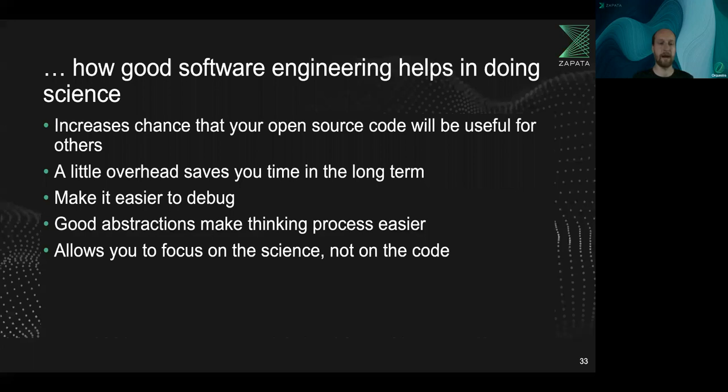Code that is well written is just easier to debug. For example, the don't repeat yourself principle really helps with that. Good abstractions make the thinking process much easier. You don't need to think about all the connections that a specific function has, and you don't have to worry about how changing this one method here will break something four layers of abstractions above, because you have it all modularized. It's just that thinking is easier. And it allows you to focus on the science and not on the code. If you have fewer bugs and clearer code, you can focus on what's important and actually do science instead of dealing with all the issues of the software.